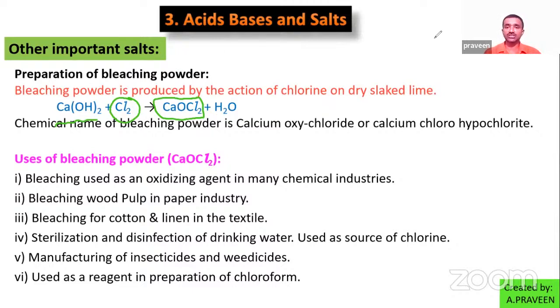In the next class, I'll discuss the remaining salts with you, and one more activity, which is about water of crystallization. We will learn that topic.